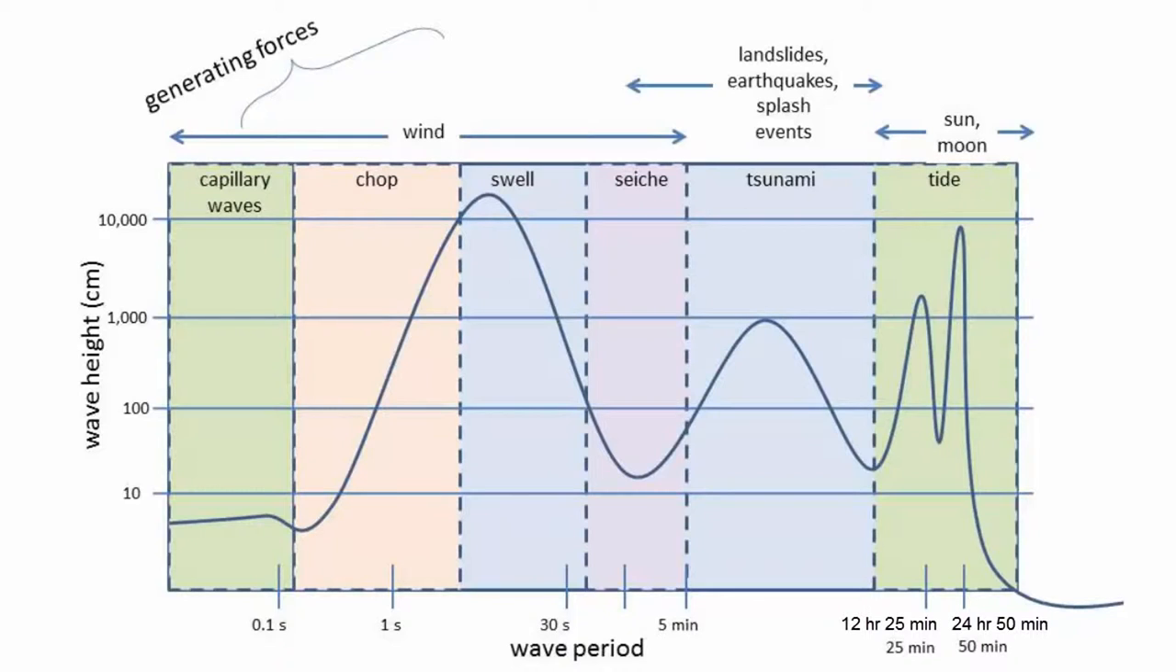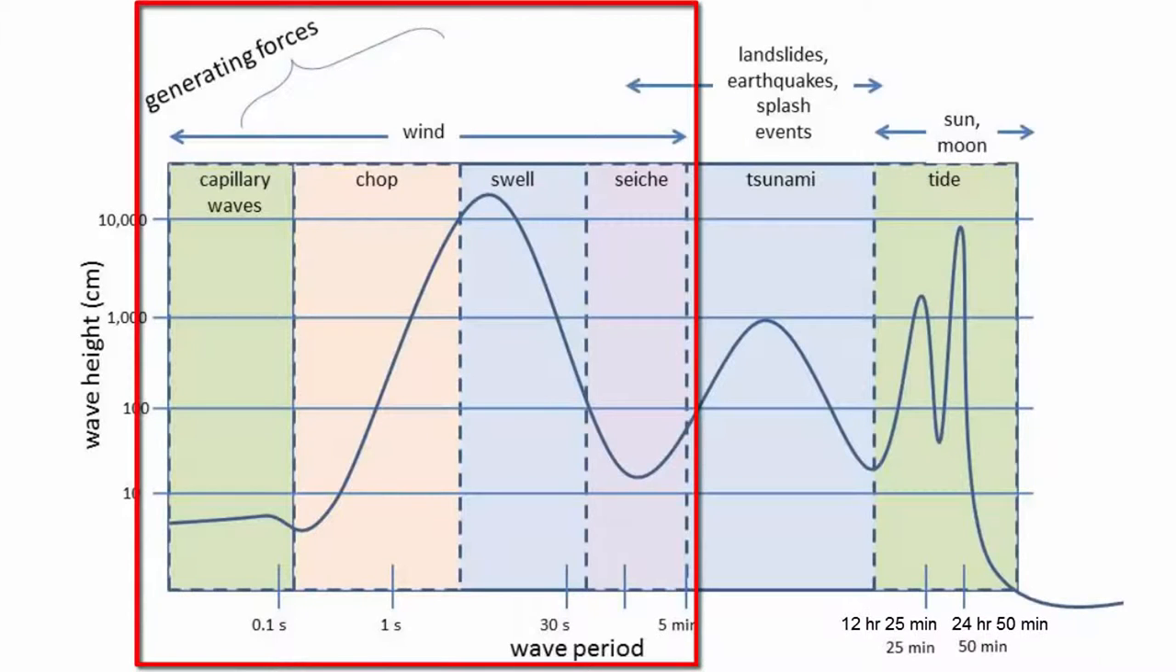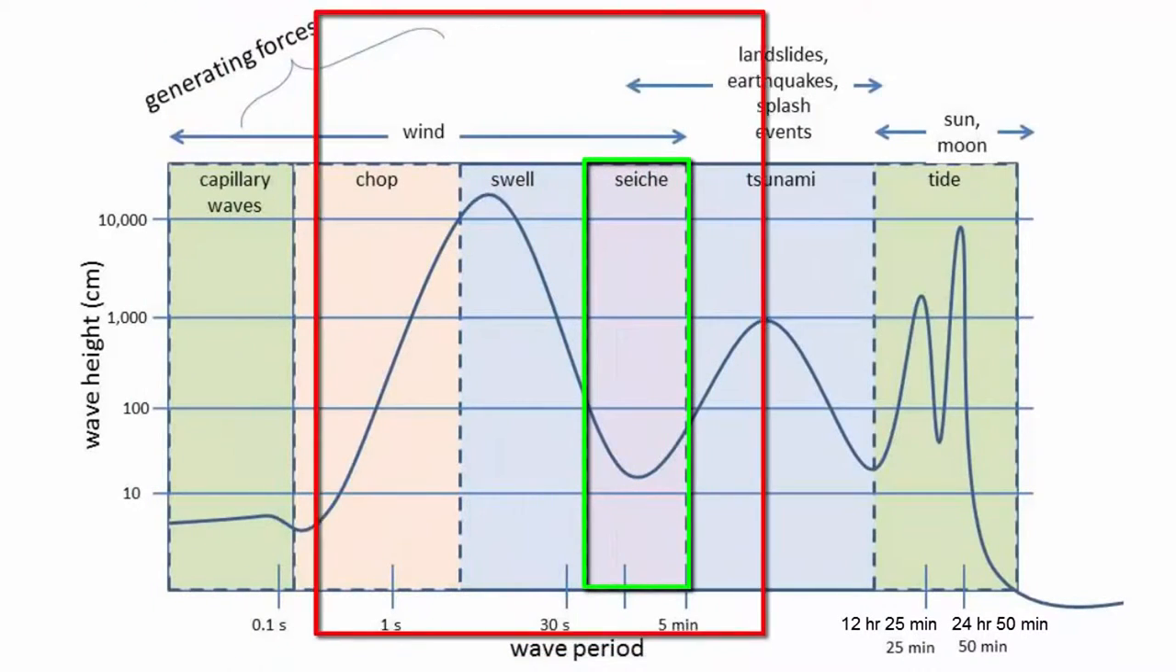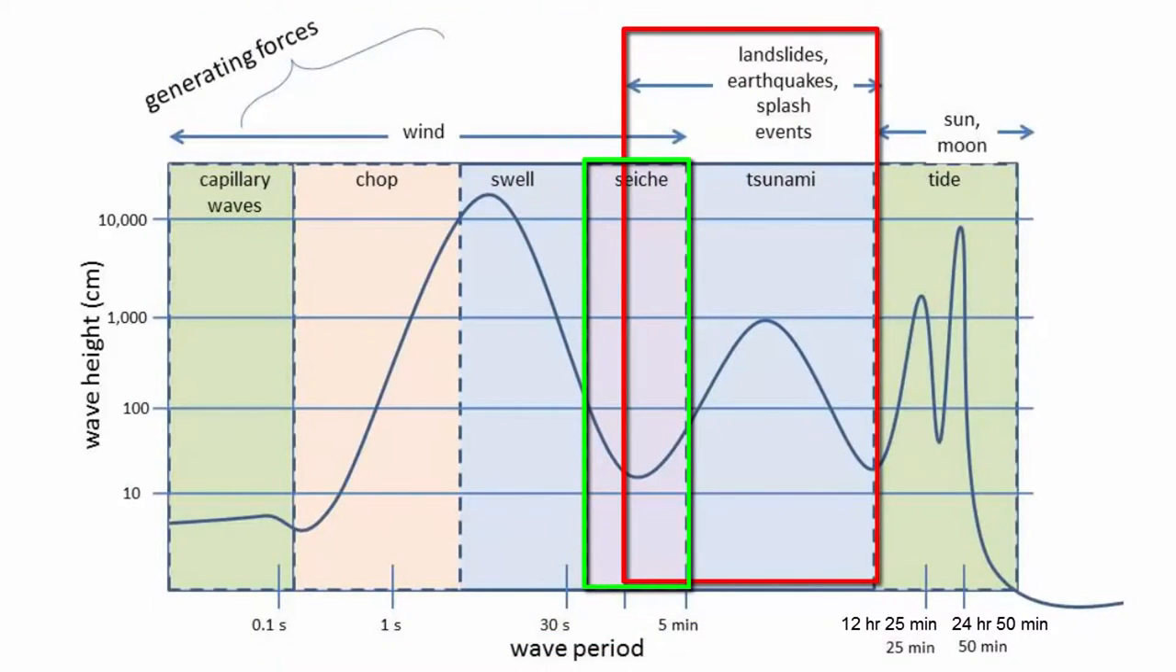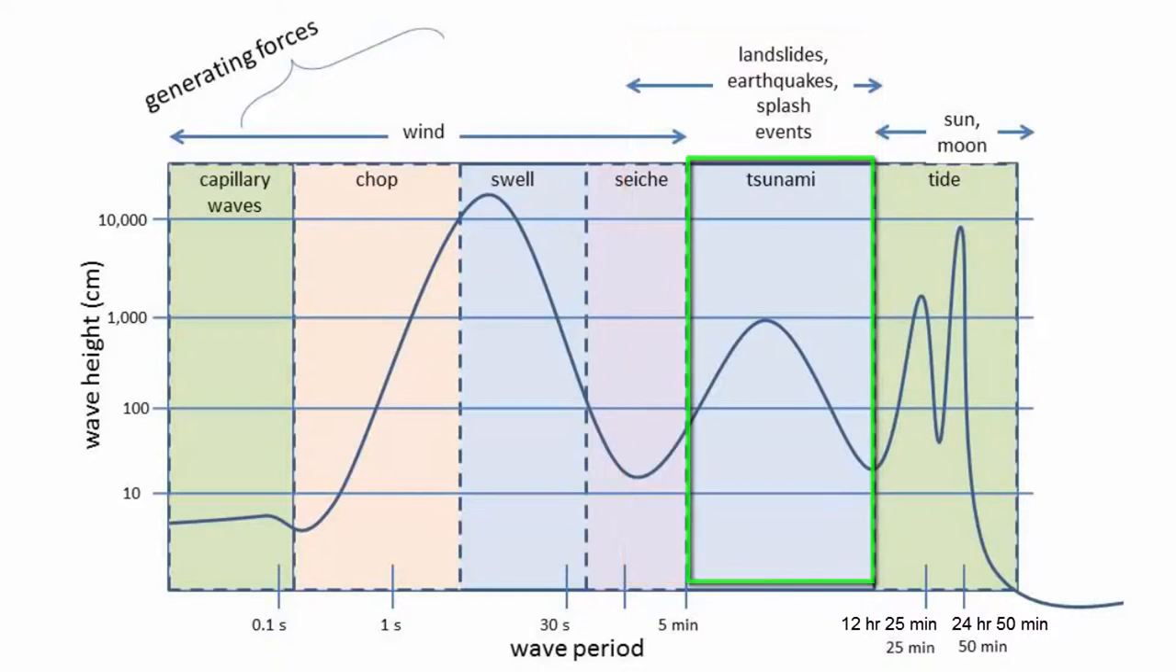different generating forces and the different heights, periods, and angles of the waves that are created. Wind generated waves include the tiny capillary waves, chop, swell, and seas. Some swells generate waves with eruptions generated by earthquakes or landslides. Most of those waves are called tsunami. As you see from this image, the potential for the tallest waves, as high as 100 meters, occur for swell.